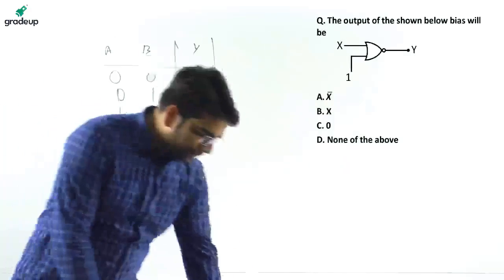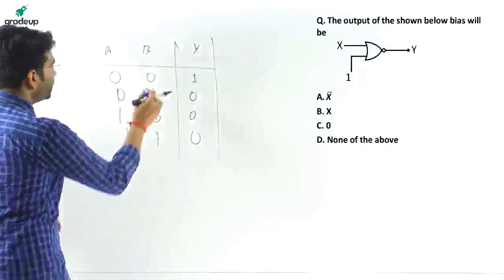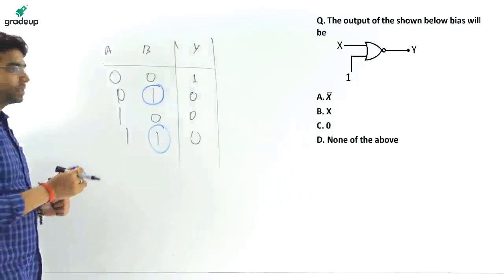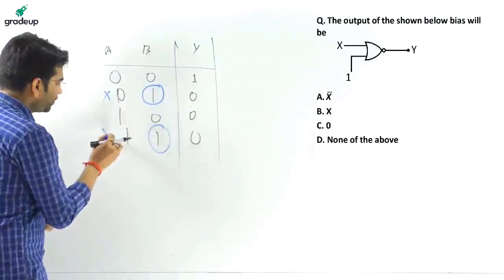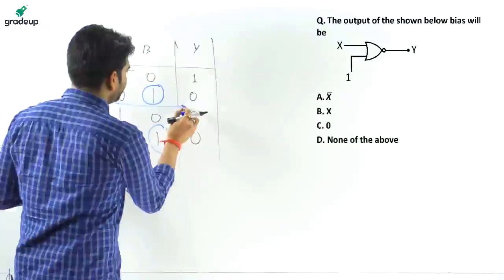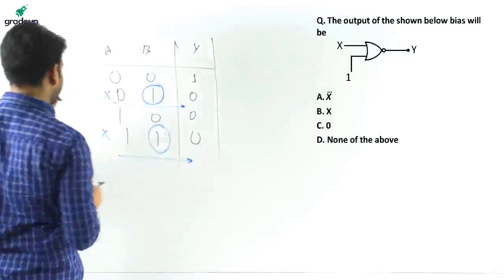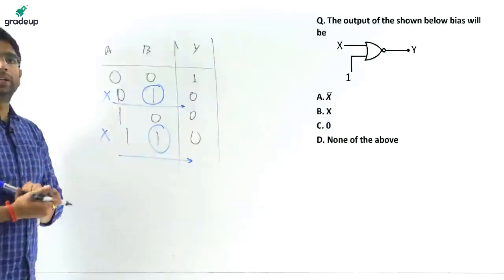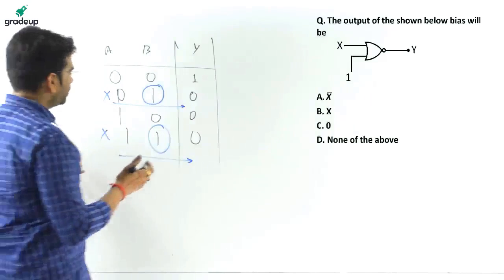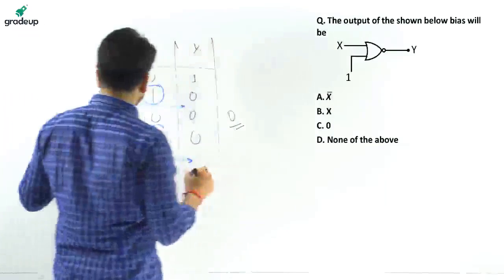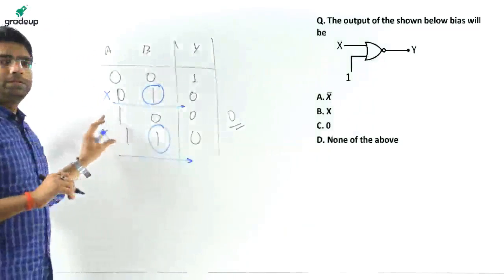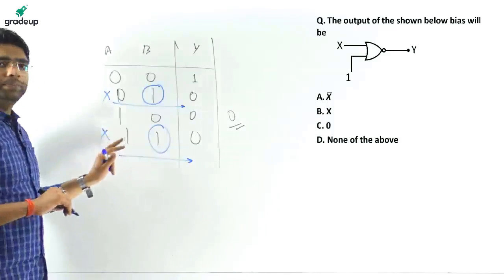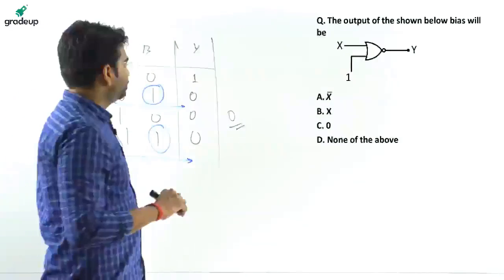एक इनपुट 1 पे फिक्स है. Take this, okay. Suppose it is X. Output is, okay. What are you getting? The answer will be 0. एक इनपुट X है, दूसरा इनपुट 1 पे फिक्स कर दिया, then the output will be 0. Okay.